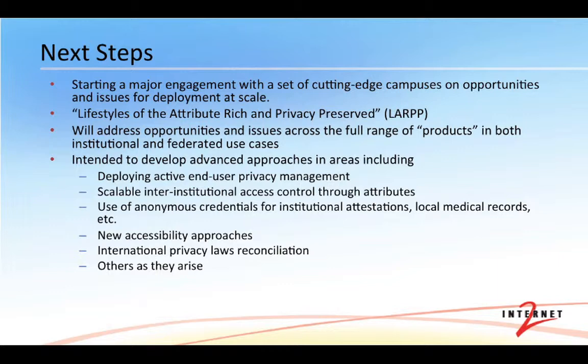What we're trying to do is get privacy managers into the hands of end users. We're trying to get some normalization of attributes out there. We're trying to look at some anonymous credential use and international privacy laws. So for those of you who have international campuses, you're befuddled about, oh my God, whose attribute release policy applies when the students from Dubai, the website's in the US, and the identity provider is the University of Chicago. So those international privacy laws are getting very confounding. We're going to step into that swamp.